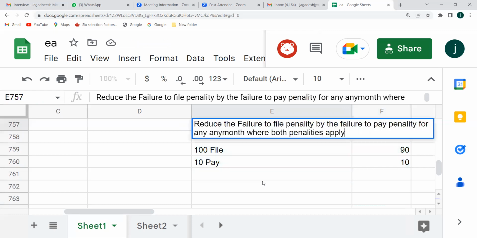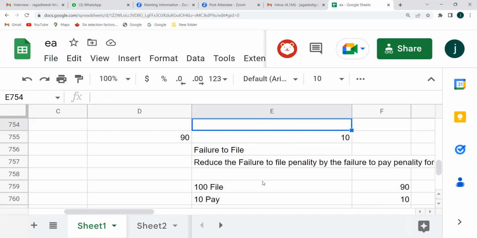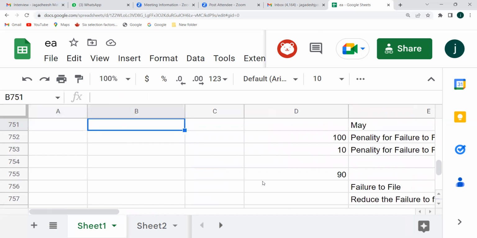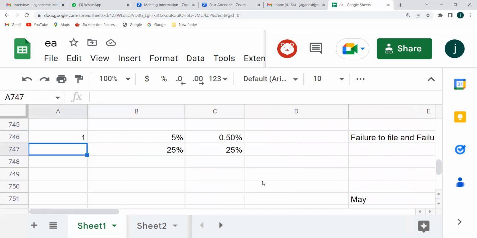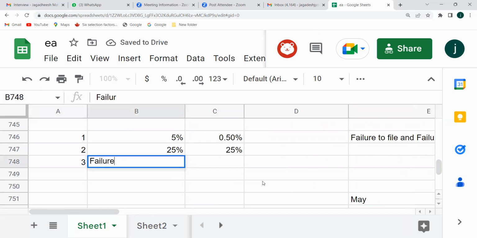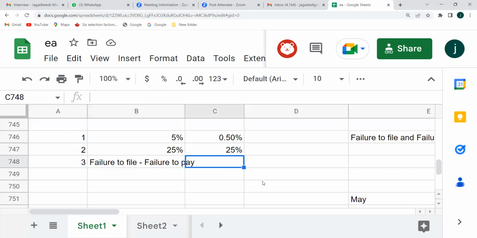Okay, and this is one point. Second point and third point. So here, failure to file minus failure to pay penalty, and this can be reduced. One benefit for you. And failure to pay penalties can be avoided in some cases.